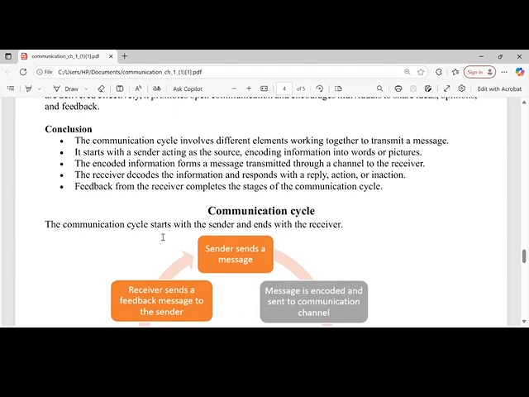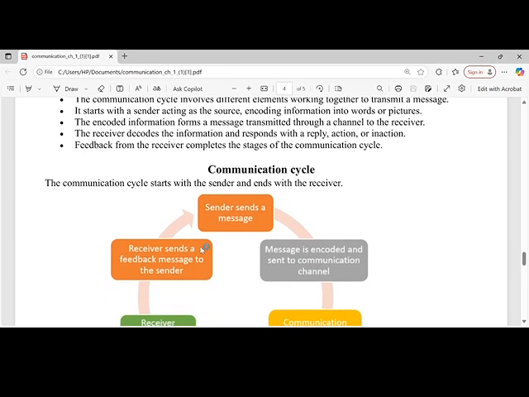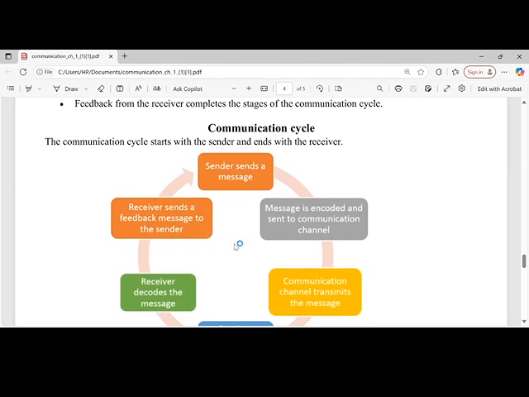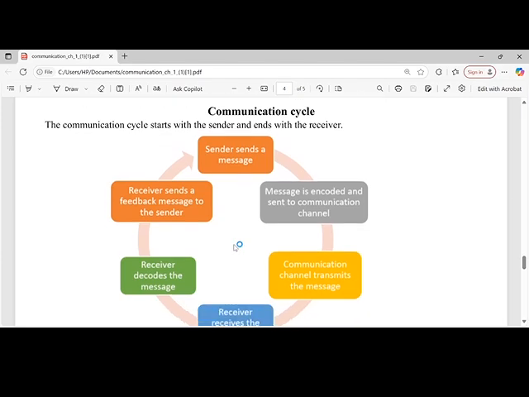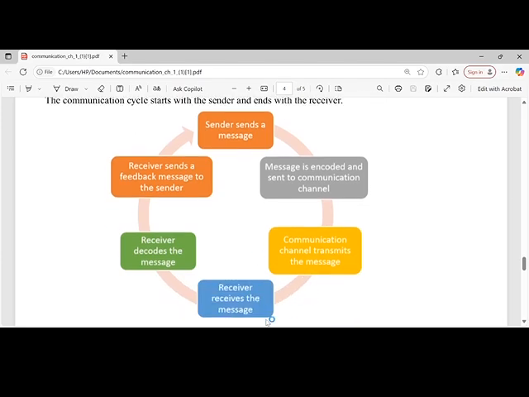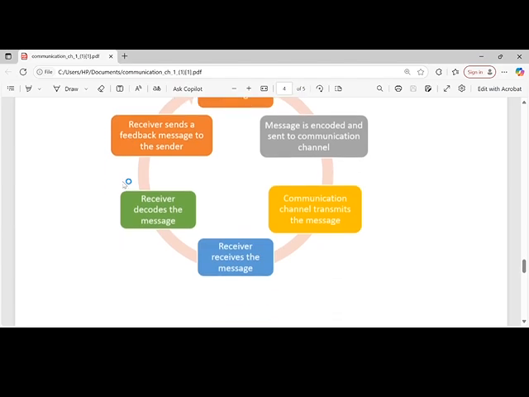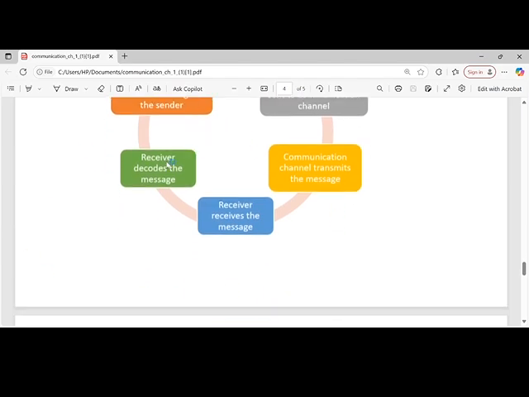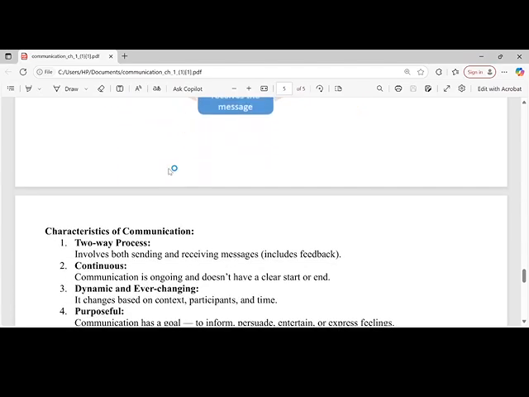So this is the communication cycle, which starts with the sender who sends the message. Then the message is encoded and sent to the communication channel. This channel transmits the message, the receiver receives it, decodes the message, and the feedback is sent. So this is the communication cycle. If it comes in the exam, then you can make this diagram also.